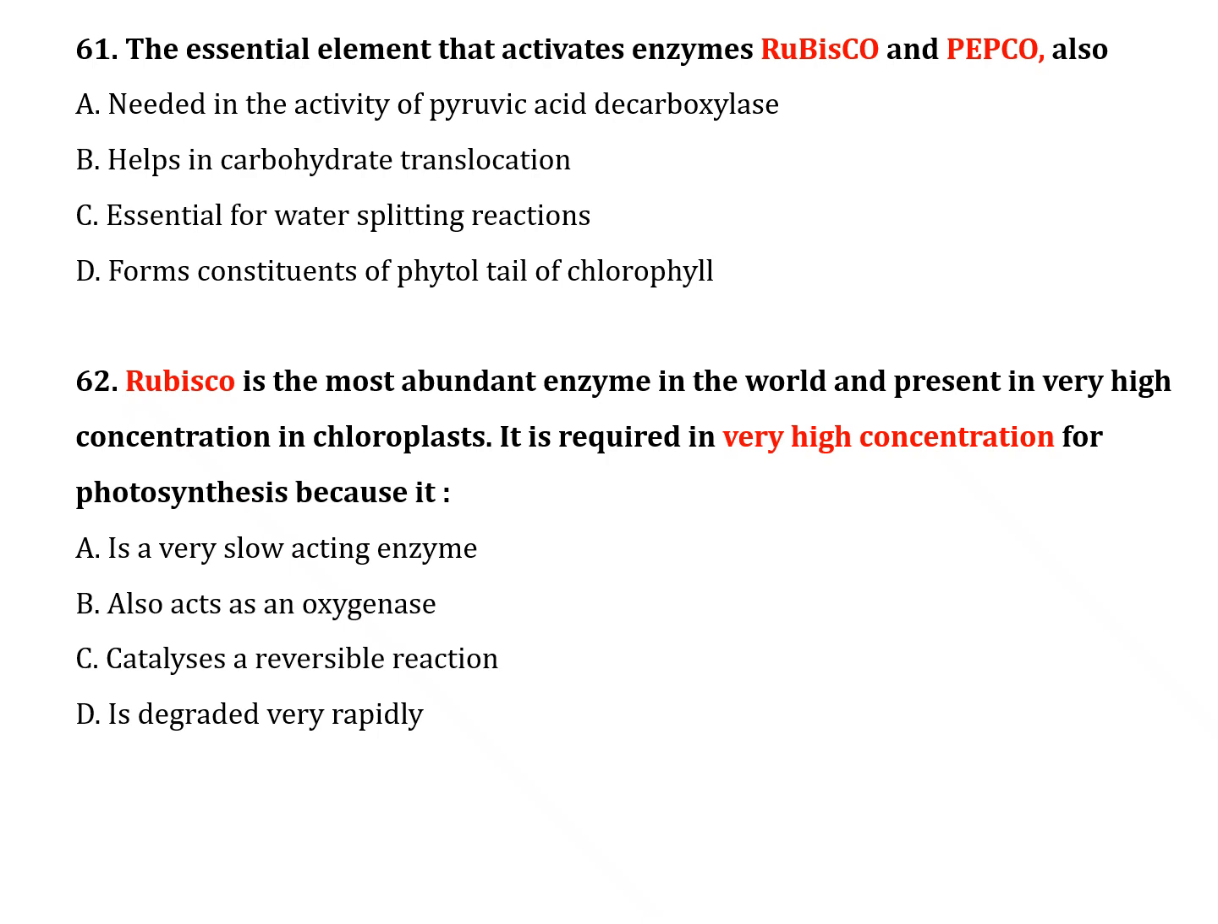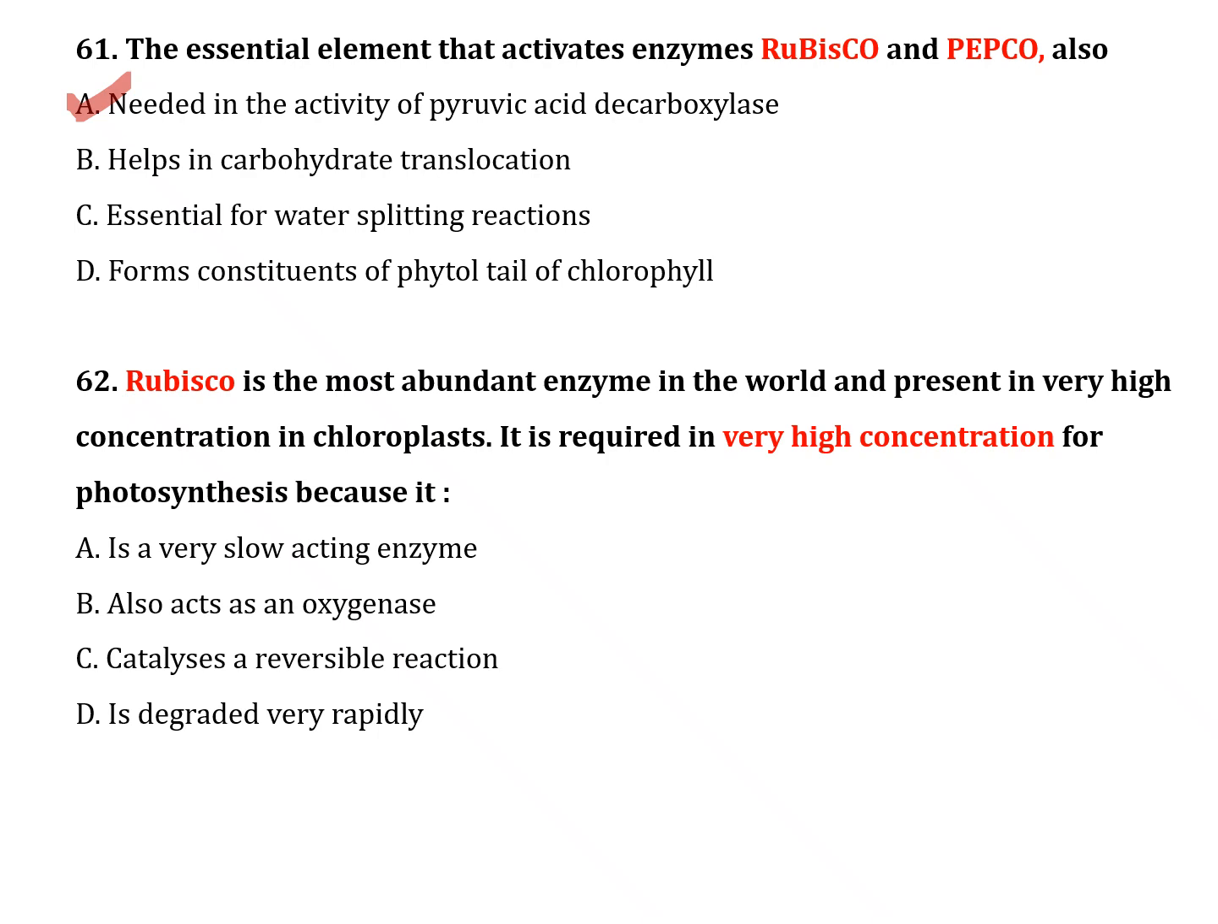The next question was 61. The essential element that activates enzymes Rubisco and PEPCO also option A needed in the activity of pyruvic acid decarboxylase, option B helps in carbohydrate translocation, option C essential for water splitting reaction, option D forms constituent of phytol tail of chlorophyll. The correct answer is option A needed in the activity of pyruvic acid decarboxylase.